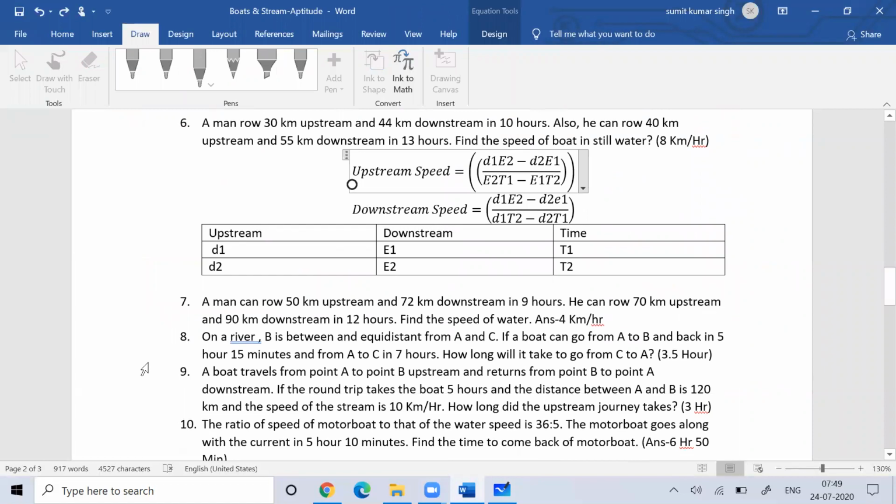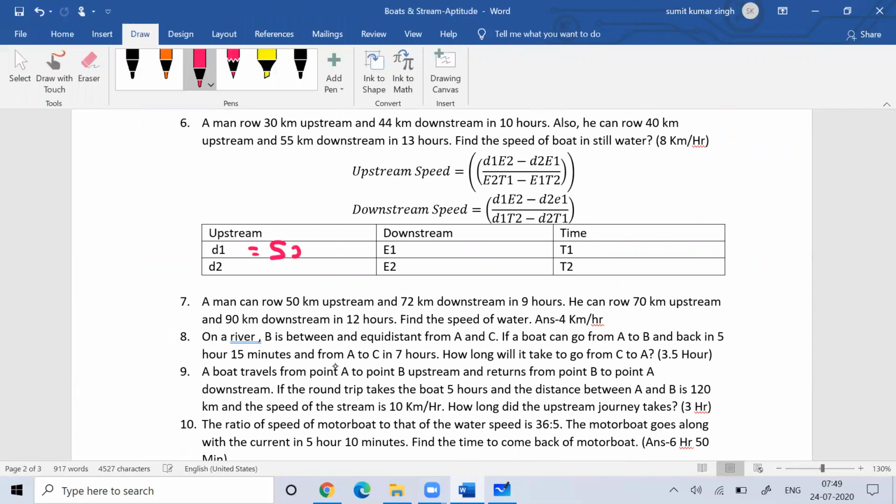Now next question. A man can row 50 kilometer upstream and 72 kilometer downstream in 9 hours, and he can row 70 kilometer upstream and 90 kilometer downstream in 12 hours. So find the speed of water. So here you have to ask why the speed of water. So again the same thing.